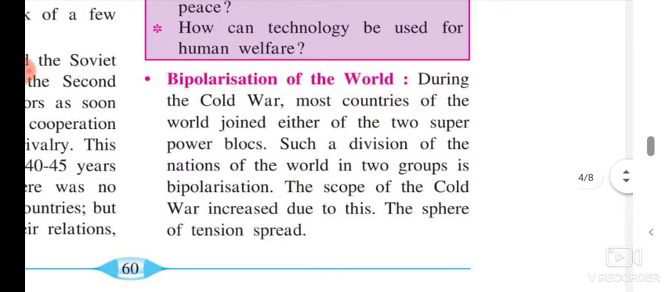The next thing, bipolarization of the world. During the Cold War, most countries of the world joined either of the two superpower blocs. Such a division of nations of the world into two groups is bipolarization. The scope of Cold War increased due to this. The sphere of tension spread.